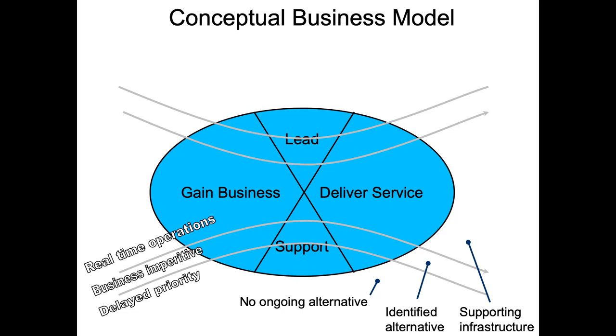And then hopefully they'll come back and go through the gain business part of a business. But that can't happen without support within the business. So you've got whole parts of a business that are supporting those parts that are interacting with a customer. And you've got the leadership of a business to ensure it all operates correctly, the strategy is met, etc. So that's a simplified model of the parts of a business: the leadership, the support parts, the parts that gain the business, and the parts that deliver the service.